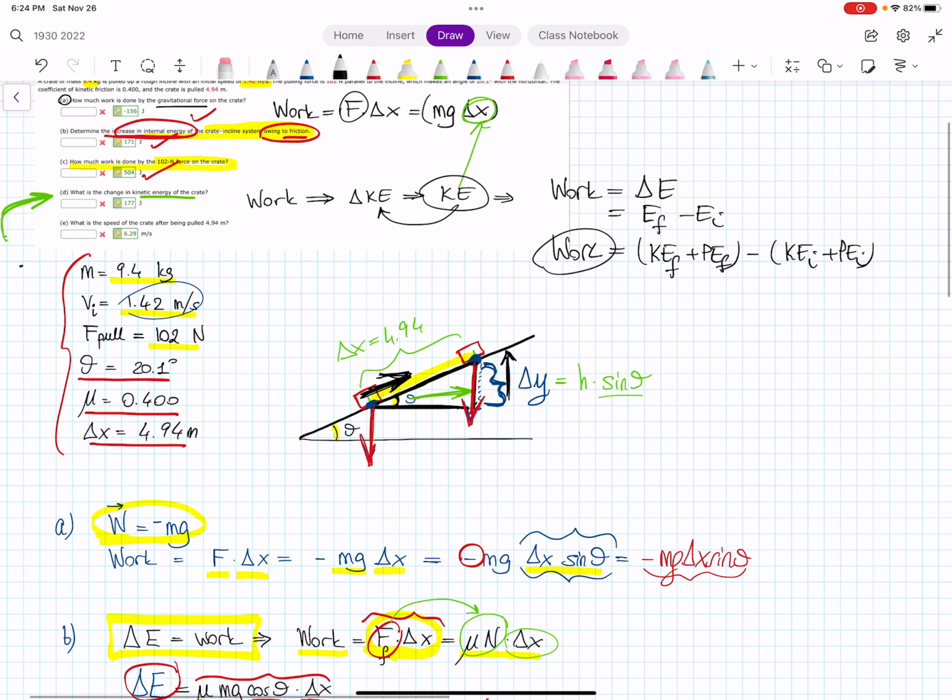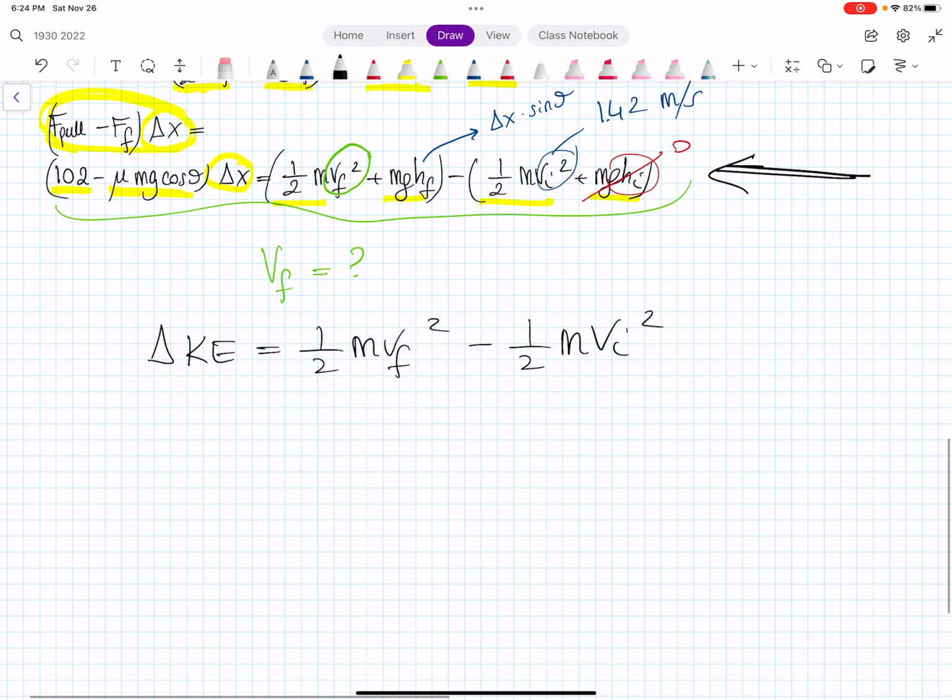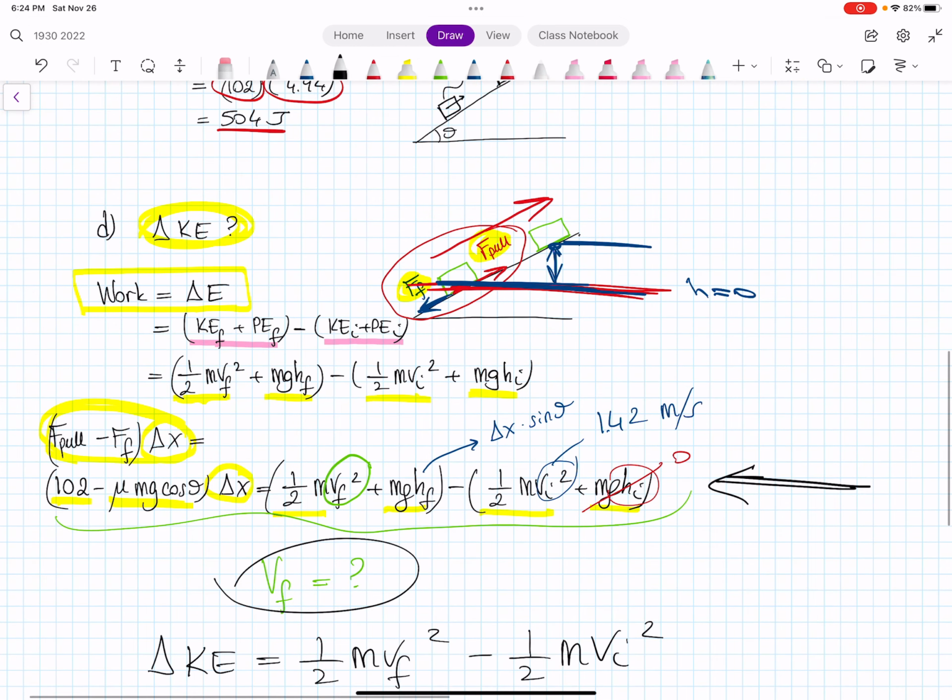What is the speed of the crate after being pulled 4.94 meters? Again, it's the same speed you're going to find from the previous part, the final speed. Okay?